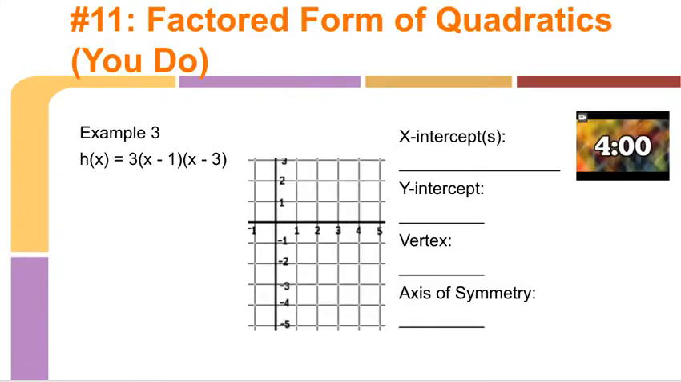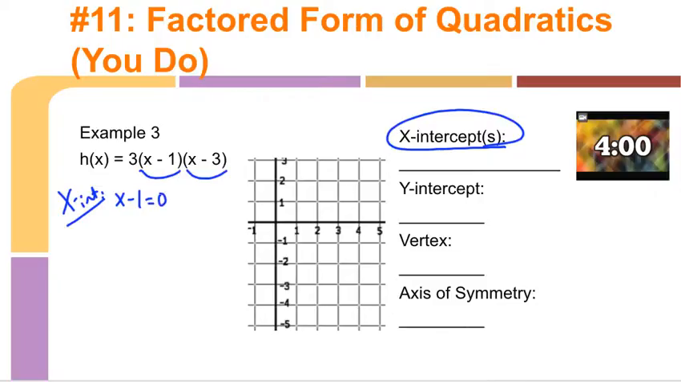So first, I want to find my x-intercepts. I set my factors equal to 0. So that means this factor, x minus 1 and x minus 3, to make two separate equations. x minus 1 equals 0, x minus 3 equals 0. To get x by itself here, I add 1, that makes a 0 pair, so x is equal to 1.